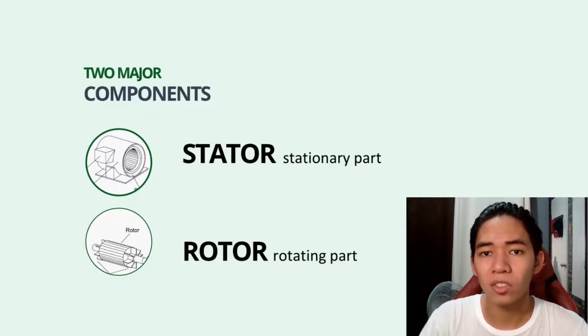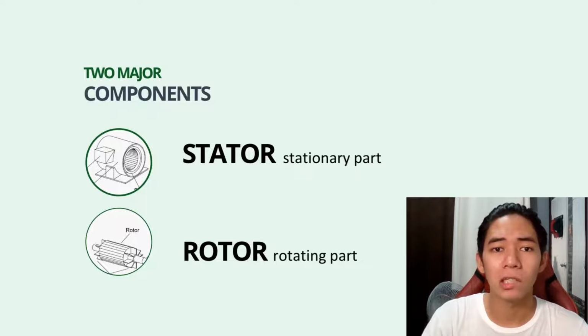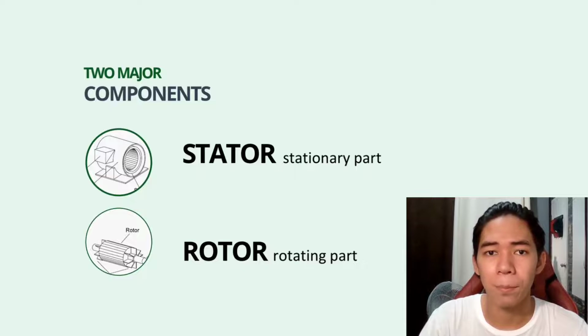Usually, yung rotor at stator are made of ferromagnetic materials para makabuo ng electromagnetic field. Tapos, they are separated by the air gap para mag-move freely ang rotor. Kasi kung wala ito, hindi magpa-function totally.